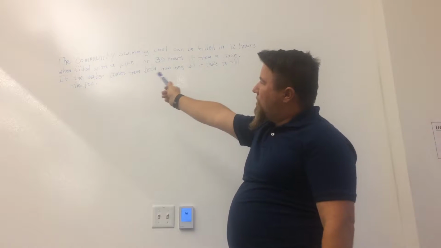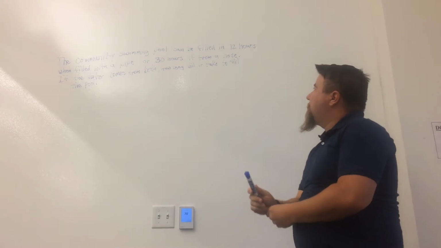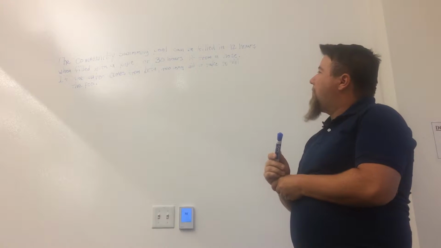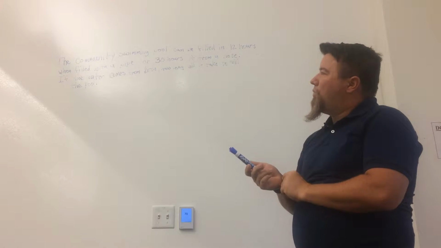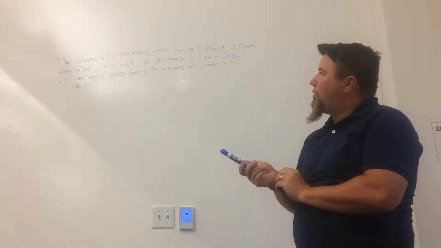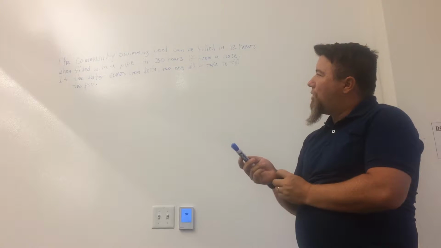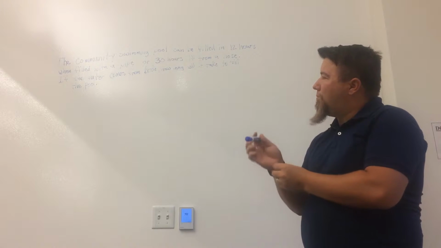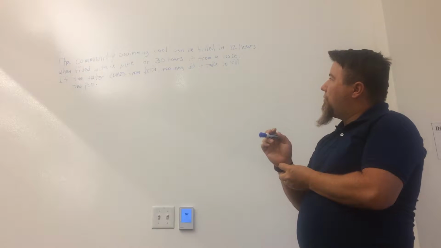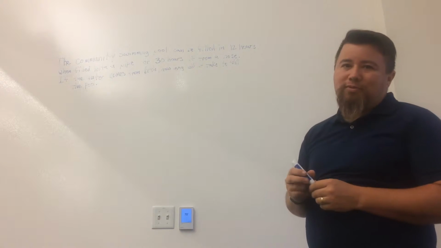So it says the community swimming pool can be filled in 12 hours when filled with a pipe, or 30 hours if from a hose. If the water comes from both a pipe and a hose, how long will it take to fill the pool?